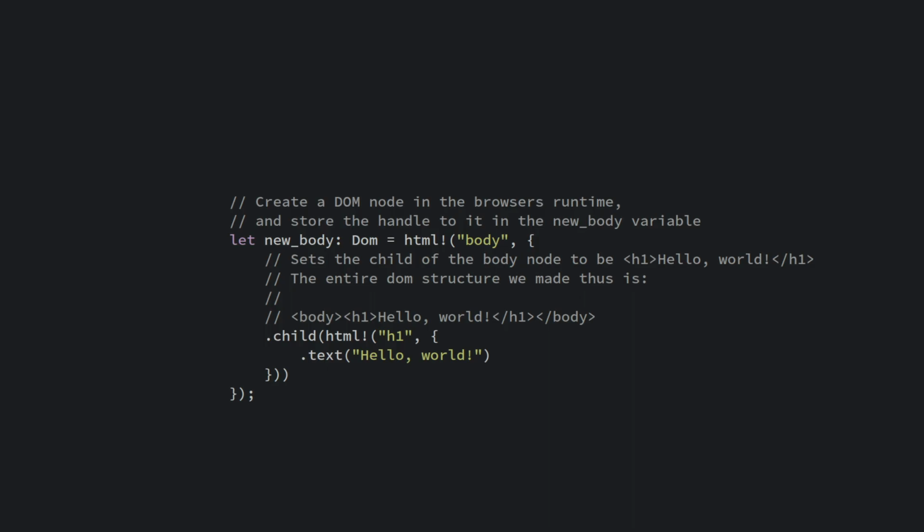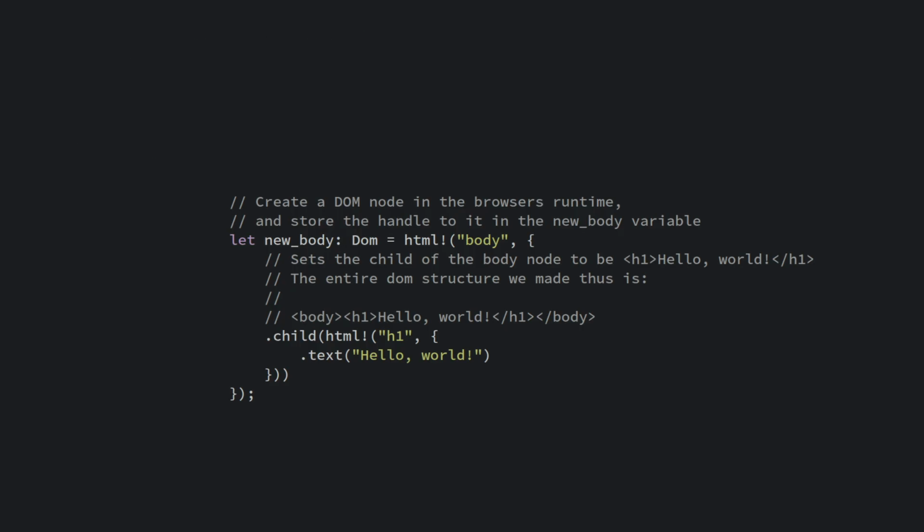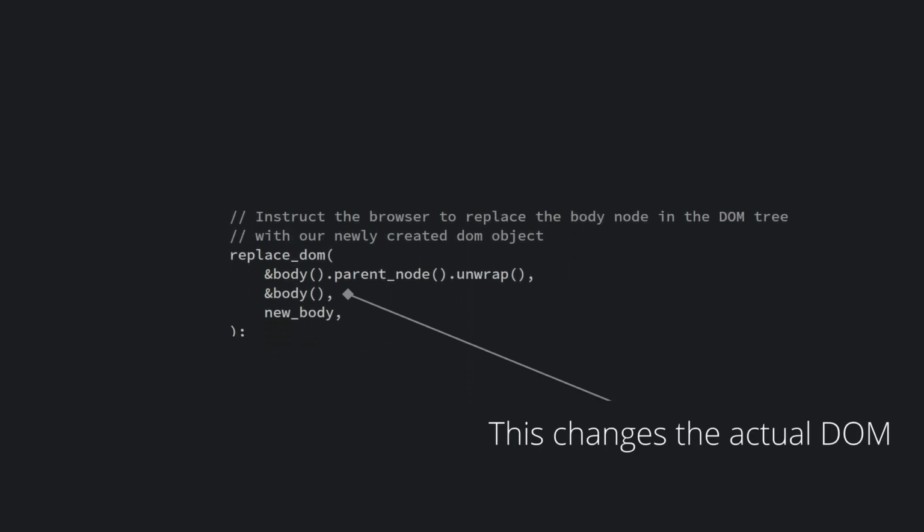After collecting all the information, the macro creates the DOM node in the browser's DOM directly, giving us what's essentially a handle to the newly created node. The replace DOM method tells the browser to replace the body DOM node with our newly created one.